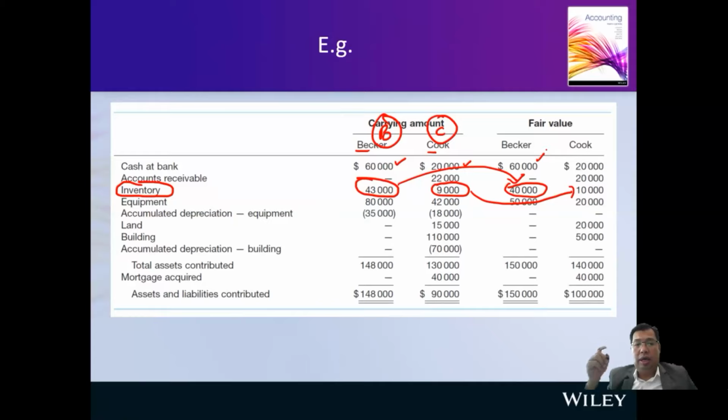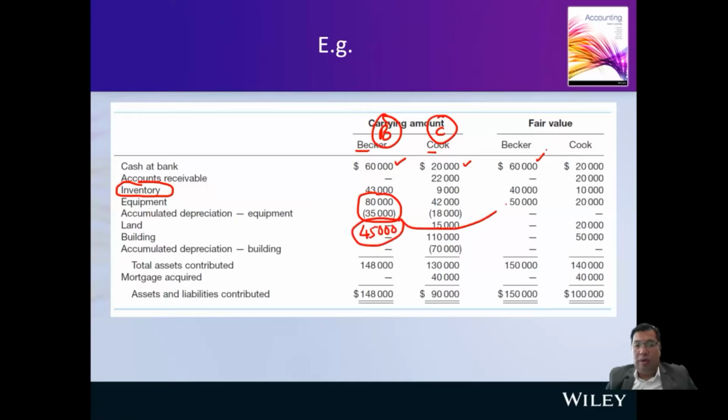The same goes for the equipment. We're going to record the equipment at fair value. If you notice from this example, we have equipment of 80,000. The accumulated depreciation is 35,000, so it should be 45,000. But when we form the partnership, based on our valuation, the value is 50,000. So we're not going to use this 45,000. We're going to use this 50,000 value.